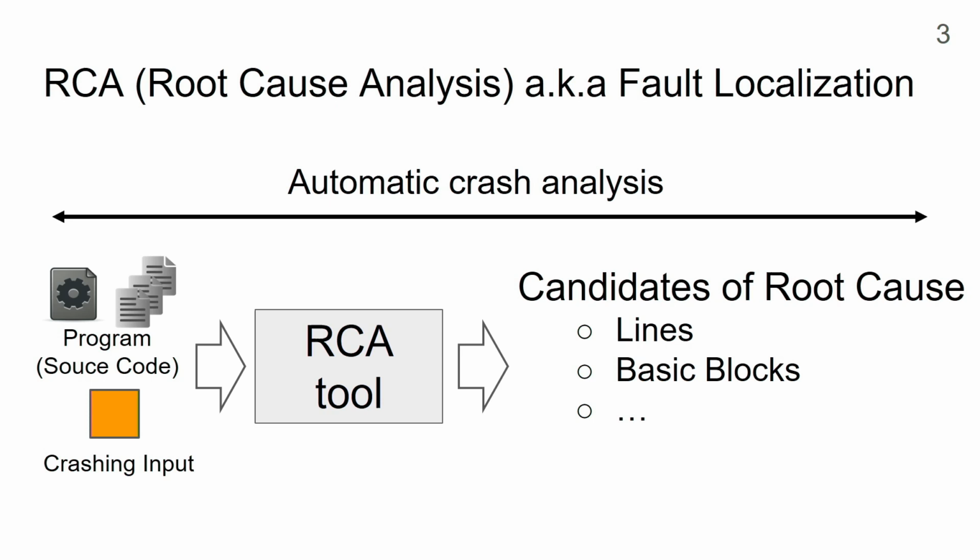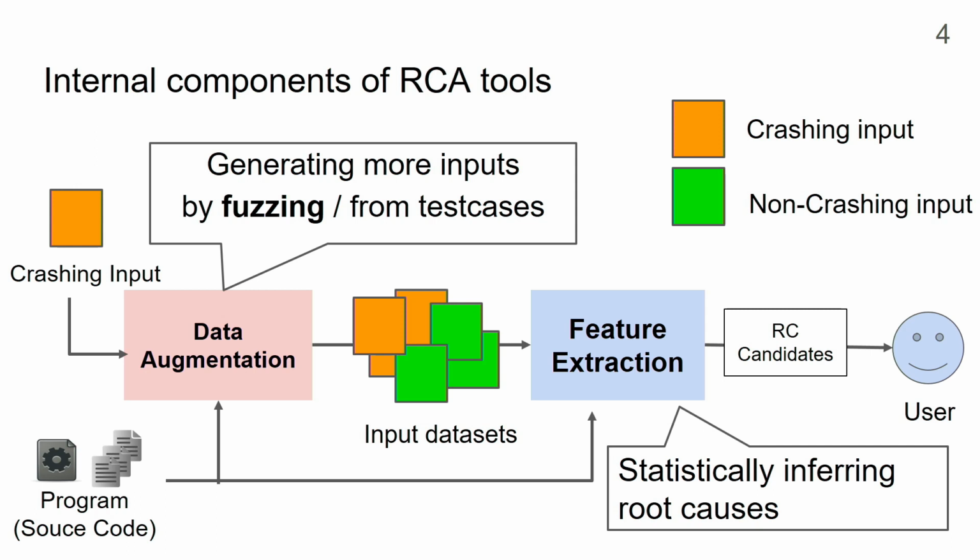So how does it work? Based on our observation, RCA tools consist of two major components, data augmentation and feature extraction. The former, data augmentation, takes the crashing input and generates more and more diverse program inputs, crashing inputs and non-crashing inputs. The latter, feature extraction, takes the result of data augmentation and tries to find the root cause locations by a statistical analysis method, based on the hypothesis of the designer.